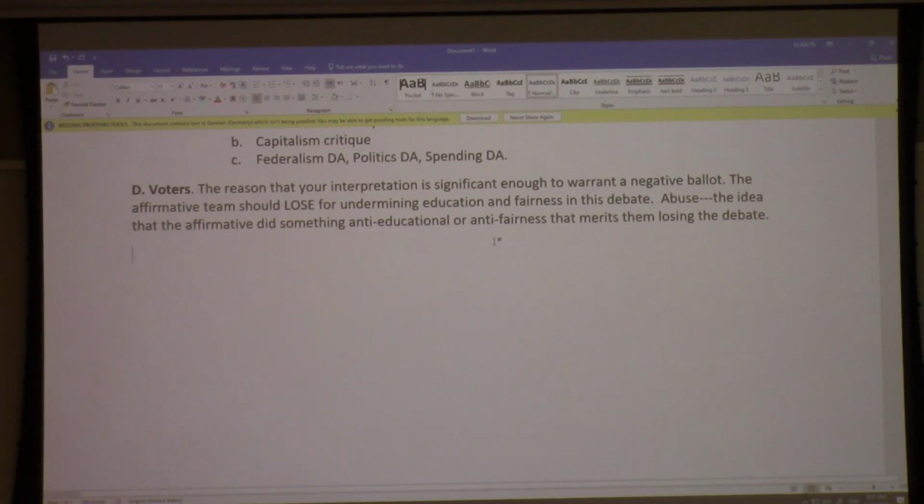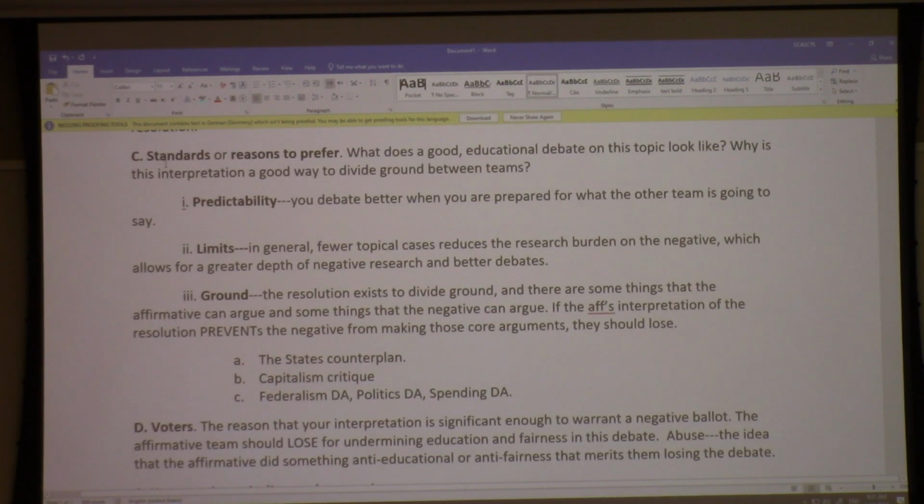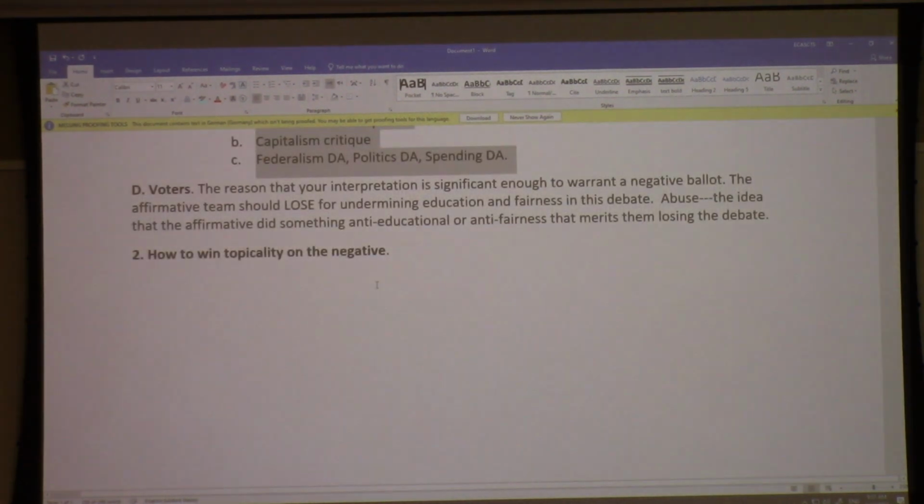Yeah, so a couple of tips for debating T on the negative. Two, how to win topicality on the negative. What I've been trying to emphasize to this point in the lecture is that to win topicality debates, you want to think of this not just as a question of defining different definitions. Like, here's the definition of the resolution, they fall outside of this, we should lose. Sometimes that level of the debate is very important, but most of the time, topicality debates unfold based on an in-depth comparison of each team's standards or reasons to prefer.